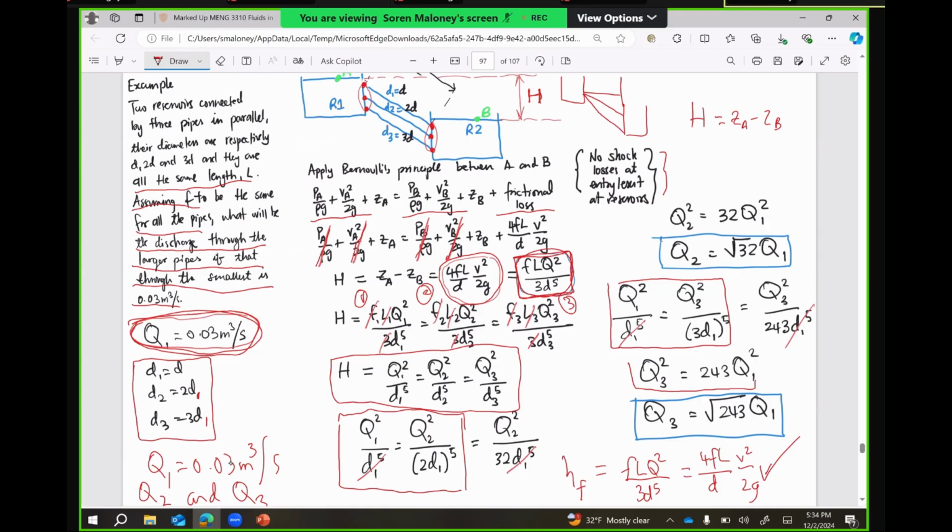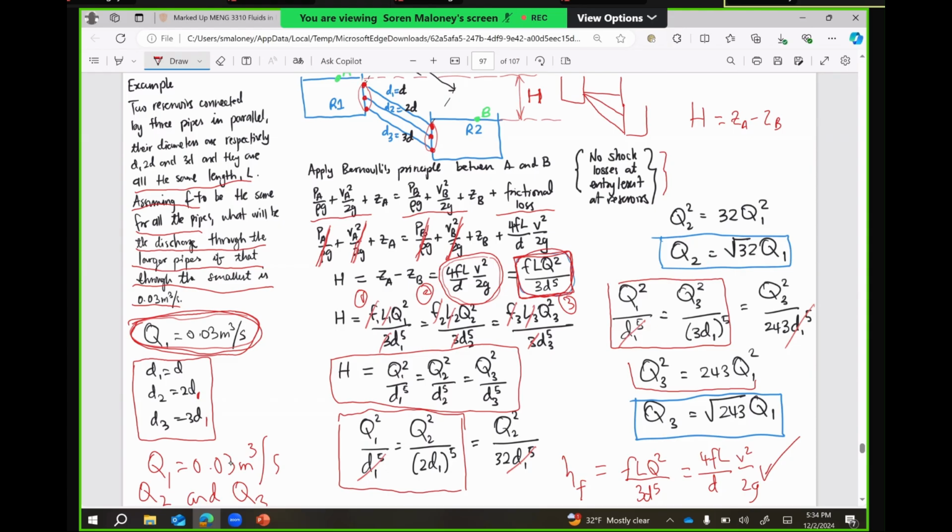So that's one. Again, this is a unique problem because we're applying Bernoulli's principle between two reservoirs, and the understanding here is that your change in elevation, the head, is going to be the same.